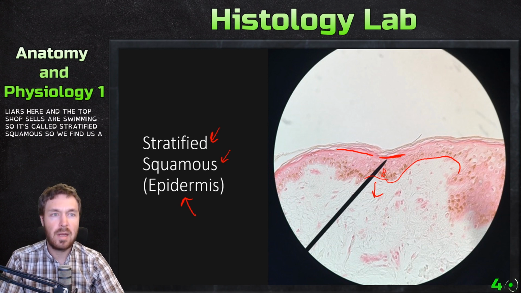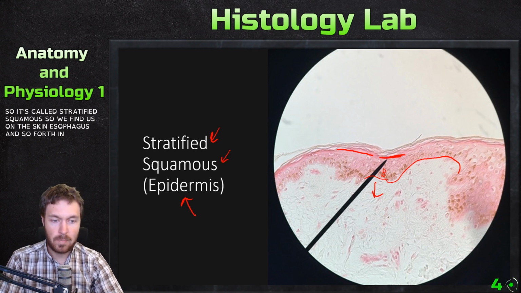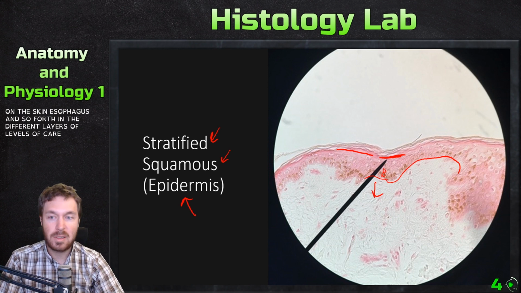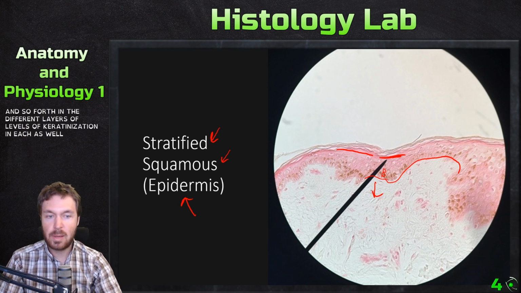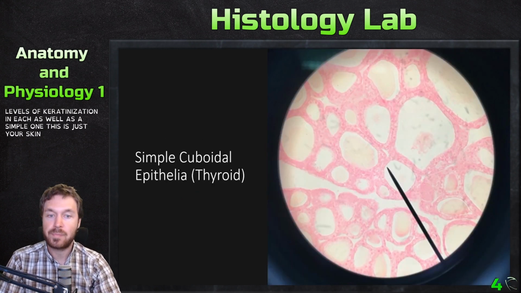We find this on the skin, esophagus, and so forth, with different levels of keratinization in each as well. This is just your skin.